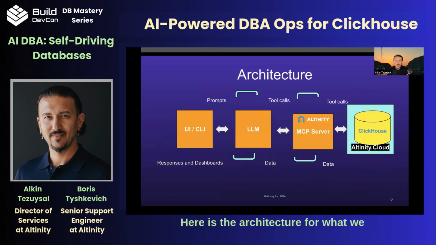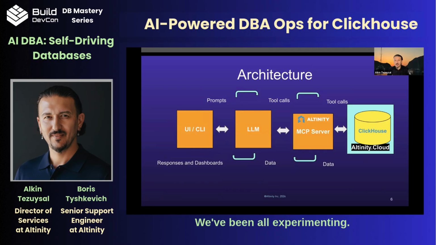installations. Here is the architecture for what we end up doing before we can get to any meaningful data analysis or DBA operations using LLMs. So we have the ClickHouse installation from right to left. We also connect that to an MCP server, which we'll talk about a little bit later. And then we connect it to the LLM. And then the LLM has some UI or a CLI interface to it. So that data flows back and forth in between.